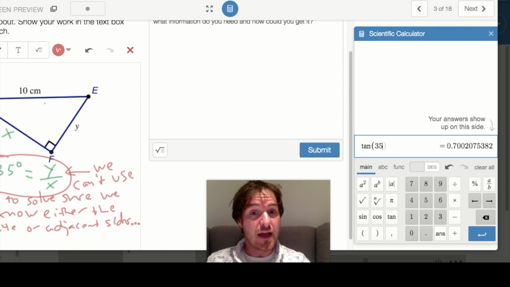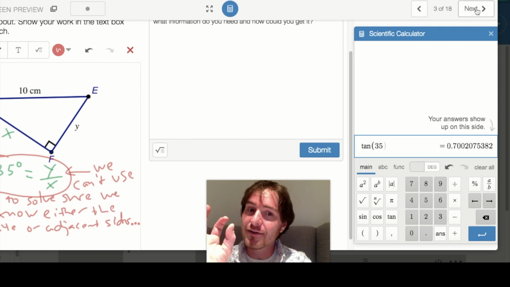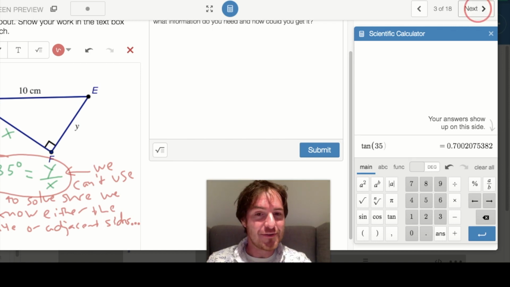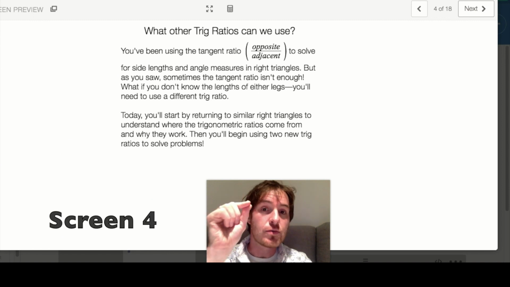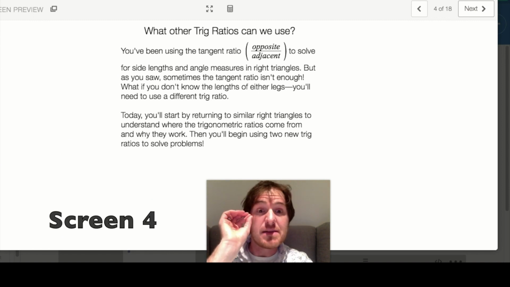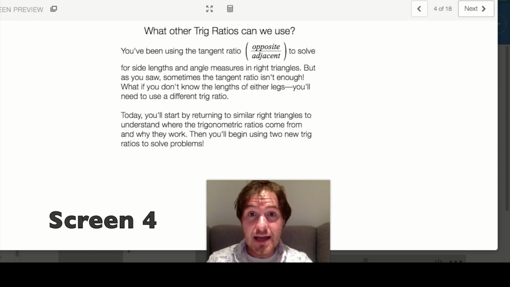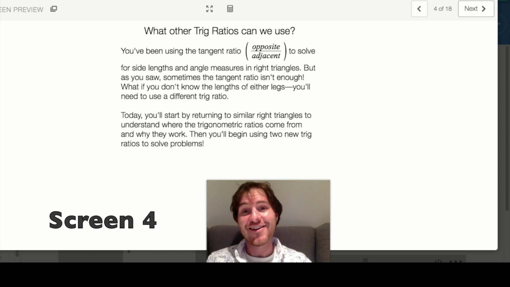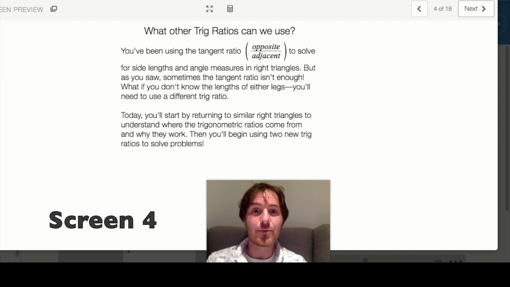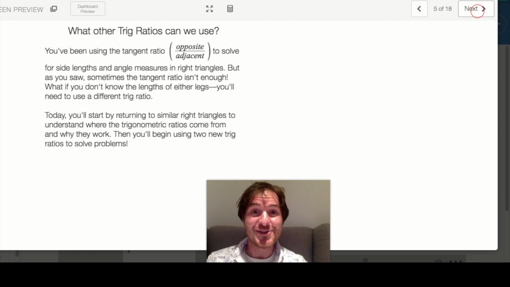So maybe there's another way to get this opposite side if we know the hypotenuse. If we know an angle in a right triangle and a side, is that enough to get one of the other sides? That's one of the things we're going to think about as we jump into today's lesson, which is going to be more ratios. Beyond the tangent ratio, there might be other ratios that could help us get through this. Today we'll return to similar right triangles to understand where some new trigonometric ratios come from and why they work. Then you're going to begin using 2 new trig ratios to solve problems.